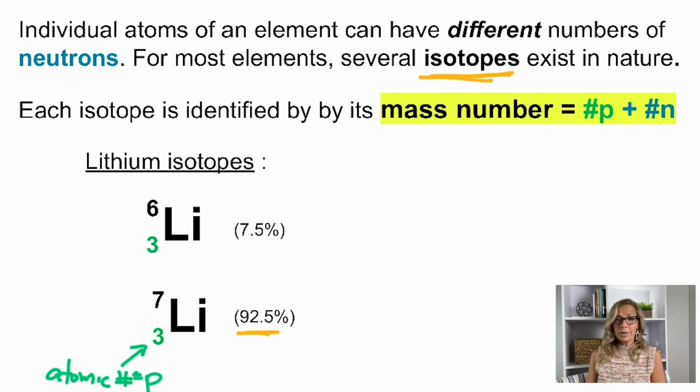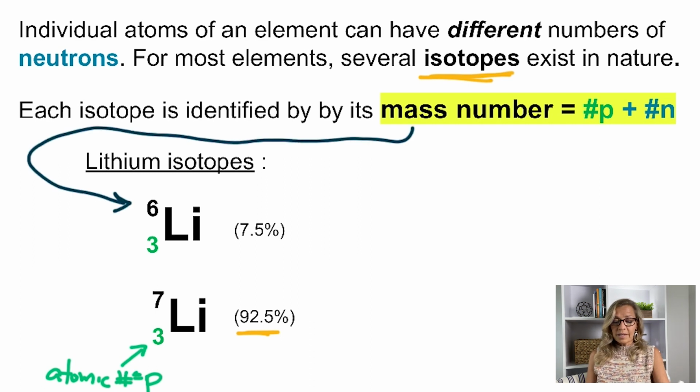We've got 3 protons. Now, what is this number on the top? The number on the top is what we call mass number. This is the number of protons plus the number of neutrons.